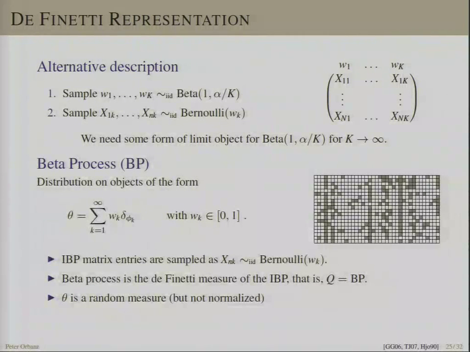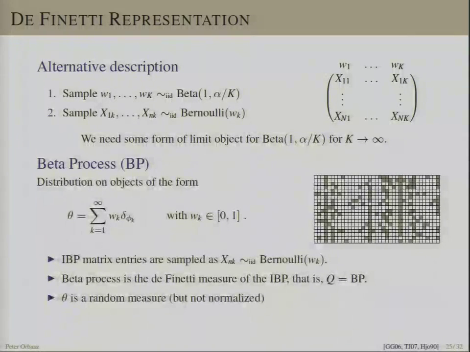And then we simply go down through this row and do IID coin flips with this probability here. So we flip a W1 coin for each, independently for each entry in this row. And each time a 1 comes up, we enter a 1 into the matrix. So the data points are conditionally independent in the rows, given these W's.